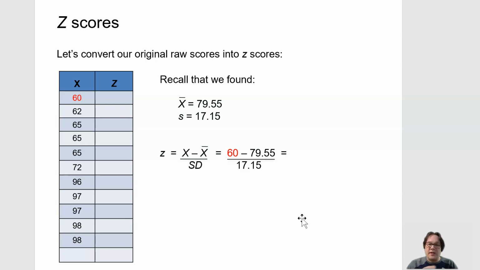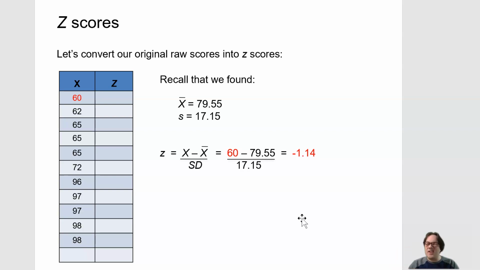So in our case, we have our first raw score, which is 60. We'll subtract out the mean, which is 79.55, and divide by the standard deviation, which is 17.15. And this gives us a z-score of negative 1.14. So what does that z-score mean? It means that 60 is 1.14 standard deviations below the mean.